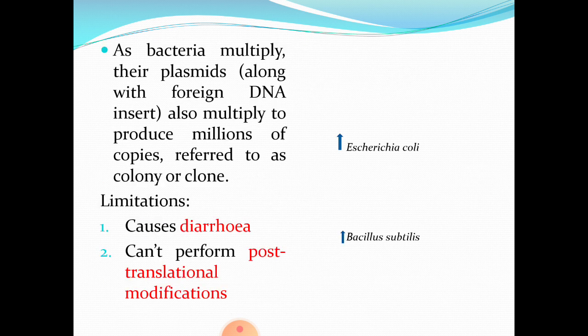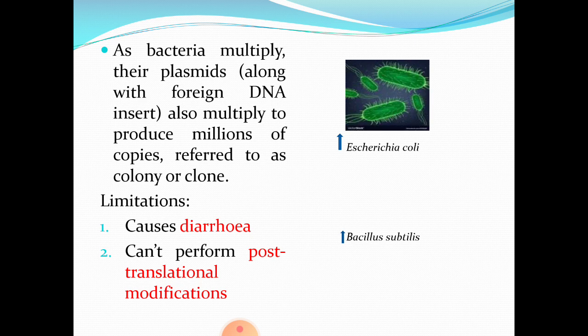Okay. And as bacteria multiply, the plasmids, whatever you have put in these bacterial cells, along with the foreign DNA insert of your choice, also multiply. They produce millions and millions of colonies, and you can establish a colony or a clone. Okay. So, Escherichia coli looks like this. This is a gram-negative bacteria.